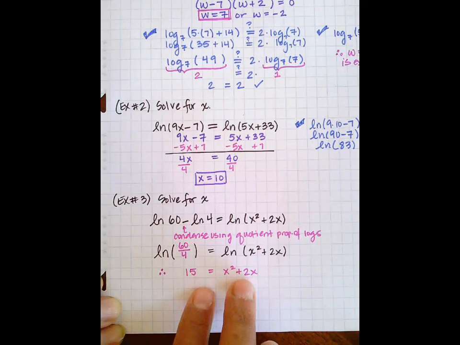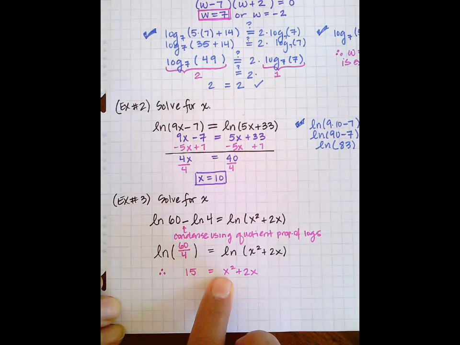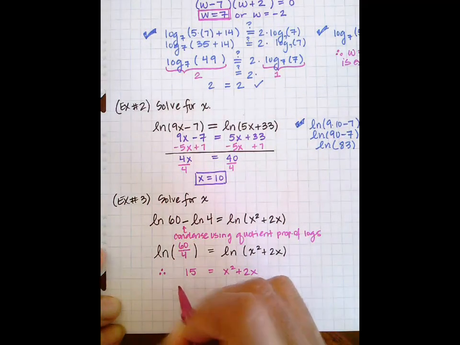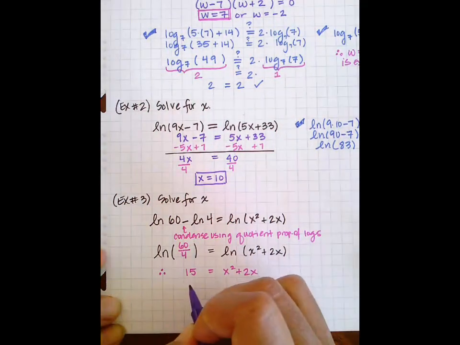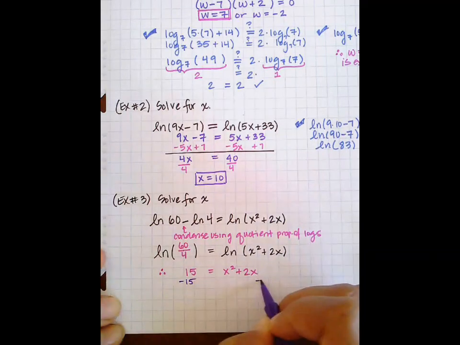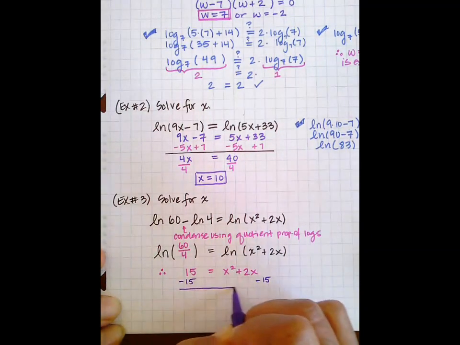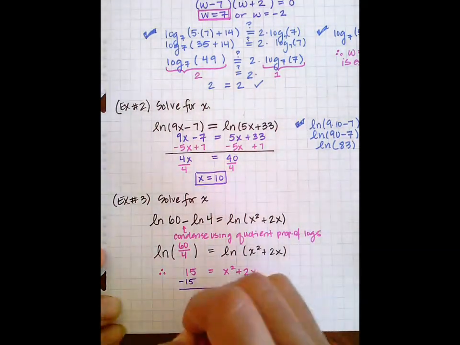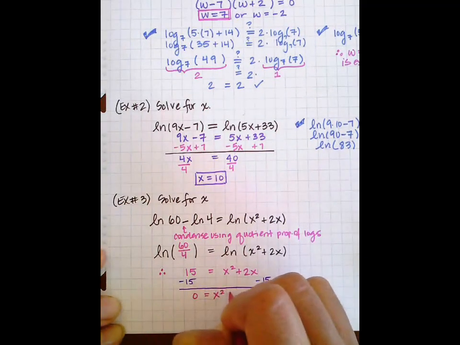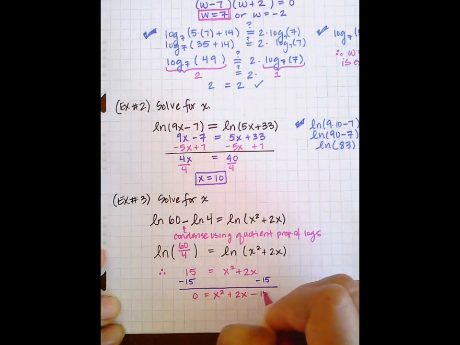I also could complete the square if we wanted to do that on this particular problem, but because the leading coefficient's 1, I'm just going to try to quickly factor this. So subtracting 15 from both sides, and what do I have left? 0 equals x squared plus 2x minus 15.